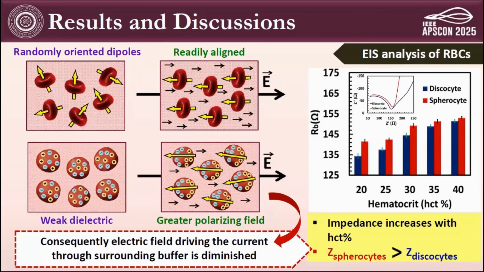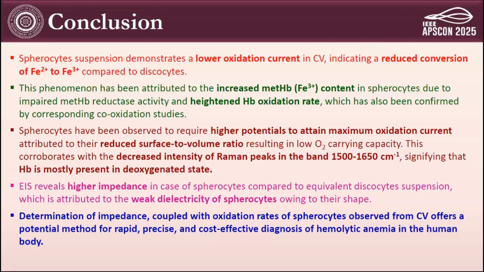Thus, in conclusion, we can see that spherocytes demonstrate a lower oxidation rate compared to that of discocytes, and this has also been corroborated with the co-oxidation and Raman studies. Moreover, EIS reveals higher impedance in case of spherocytes compared to that of discocytes due to their weak dielectricity. So, determination of such EIS responses as well as CV-derived oxidation rates can provide a potential method for rapid and cost-effective diagnosis of hemolytic anemia due to spherocytosis in the body.